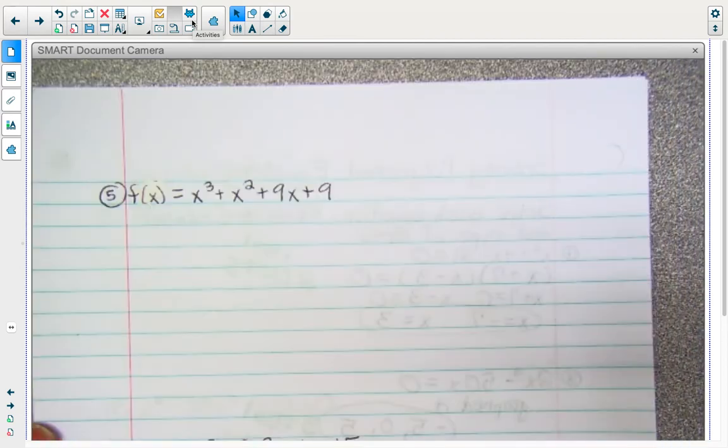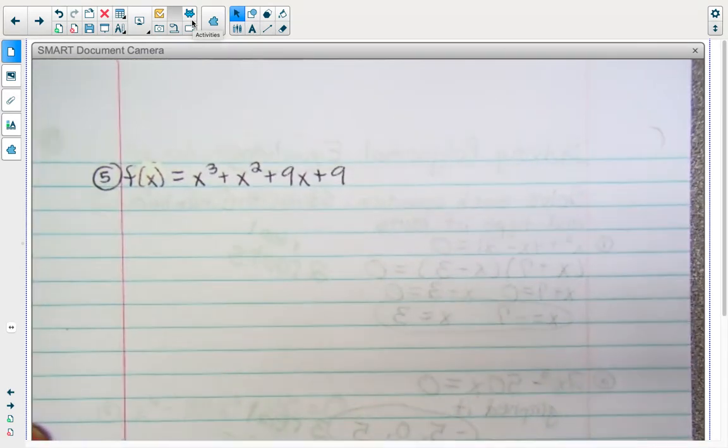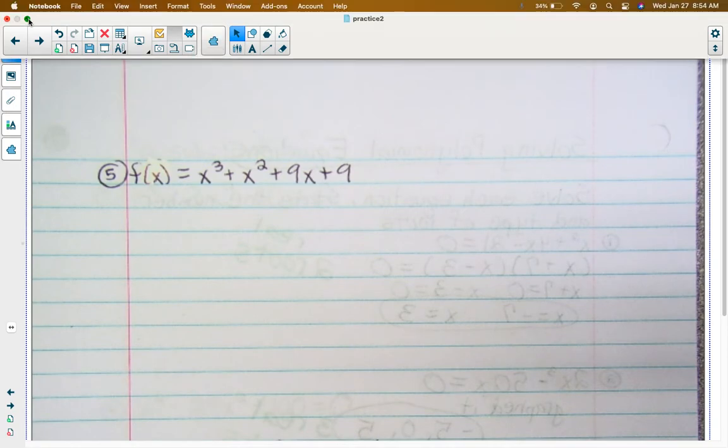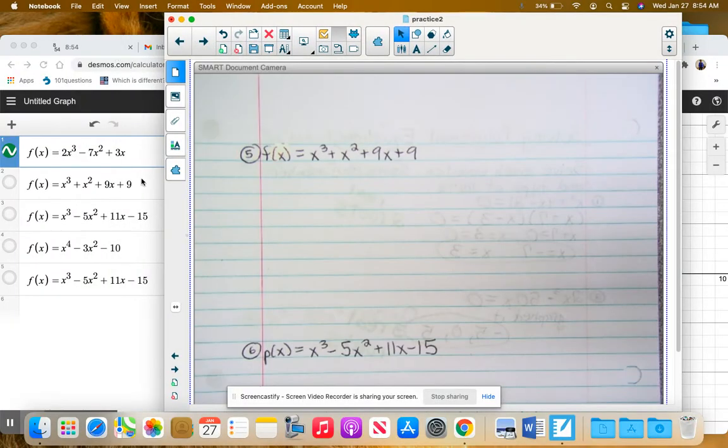Okay, so number 5, we're going to find all the solutions to this problem. So f of x equals x to the third plus x squared plus 9x plus 9. Your first step should be to graph it. So step 1, graph it and see if I can get any real solutions from the calculator. So let's see what Desmos has to share with us. Hopefully it has some good stuff.